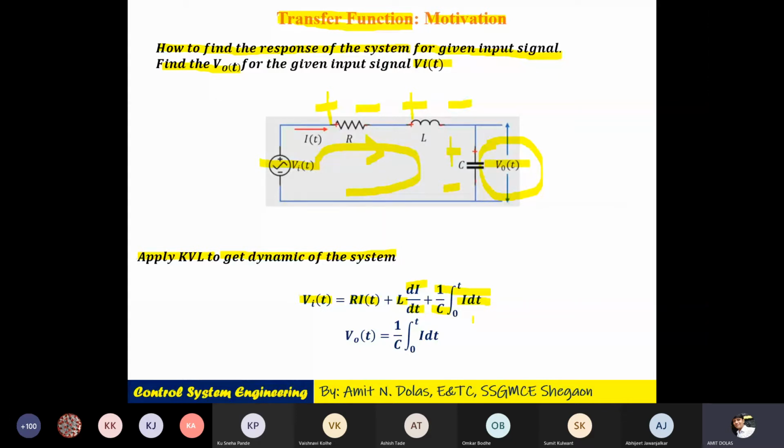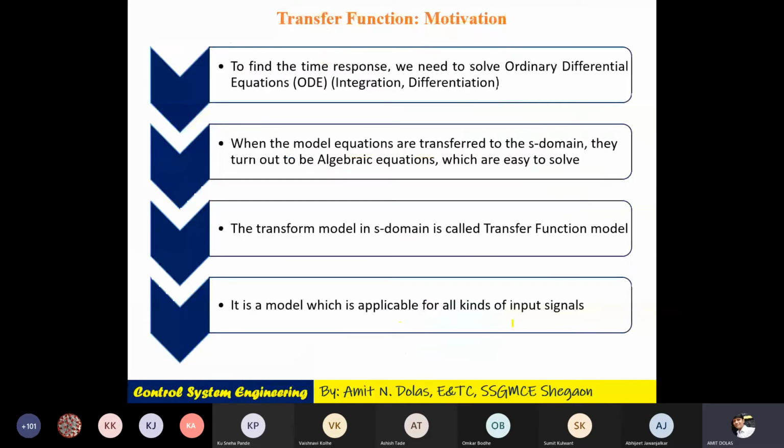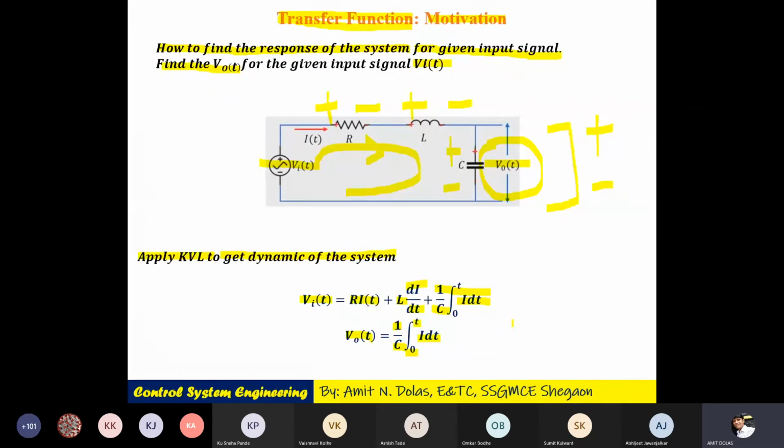It should be i of t dt. Okay. Then here V0 of t क्या है? V0 of t is nothing but just the voltage across the capacitor, and capacitor voltage is nothing but 1 by C integral of i of t dt. Now we'll solve this later on. Here this is the input. This PPT is only to understand that this is the input Vi of t and this is the response V0 of t that we have to solve for.